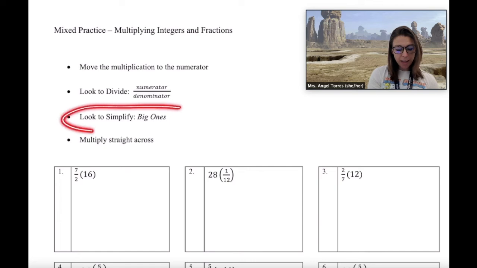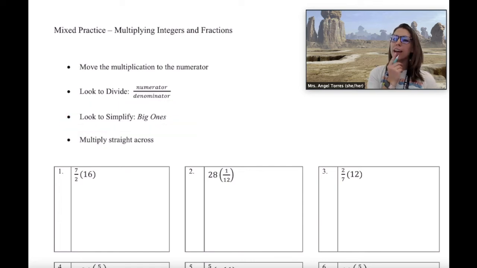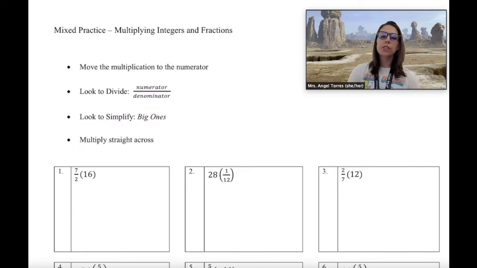If you can't divide, ask yourself, can I simplify out any big ones? If so, you should do it. And then finally, once you're done with your dividing and your simplifying, just multiply what you have left.